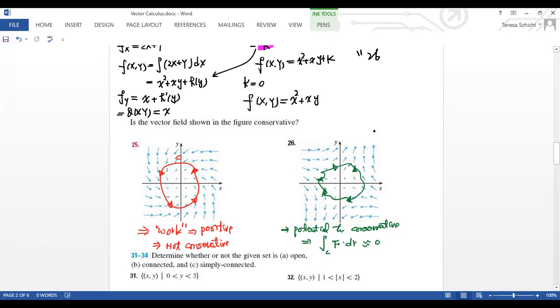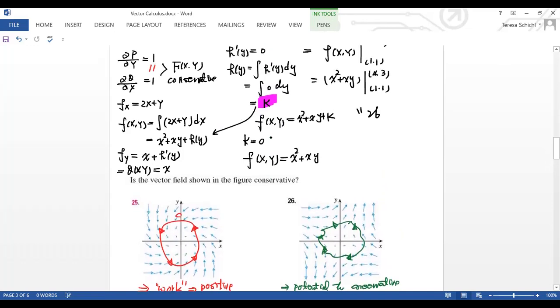All right, that's it. I hope the few problems I did here help you get a better understanding of conservative fields and help you do the other ones. All the other remaining ones are quite mechanical. Just try to find the potential function f of x,y.